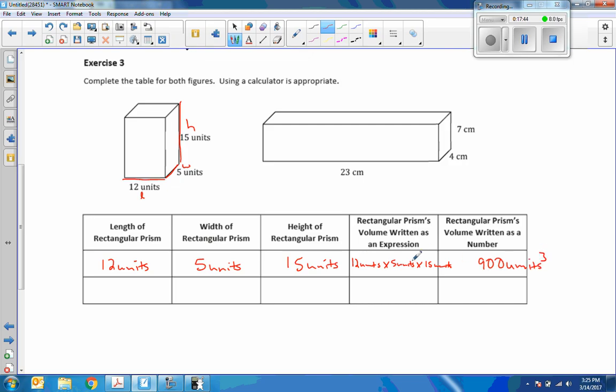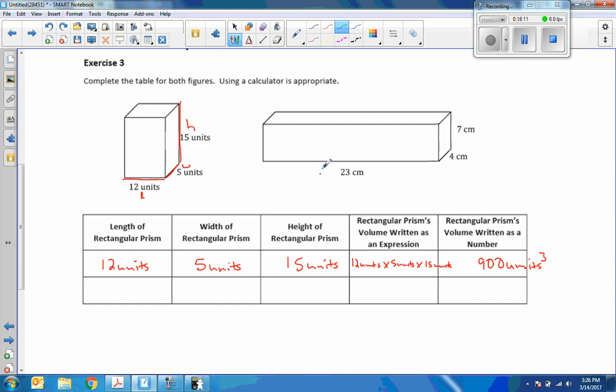cubed. Now I wrote it this way, 12 units times 5 units times 15 units for a reason. I multiplied the 12 times the 5 times the 15 to get the 900 units. And then I wrote units to the third power because it's units times units times units, which is how we write cubic units. Okay, so we multiply the unit measurement as well. And then we go on to the next one.